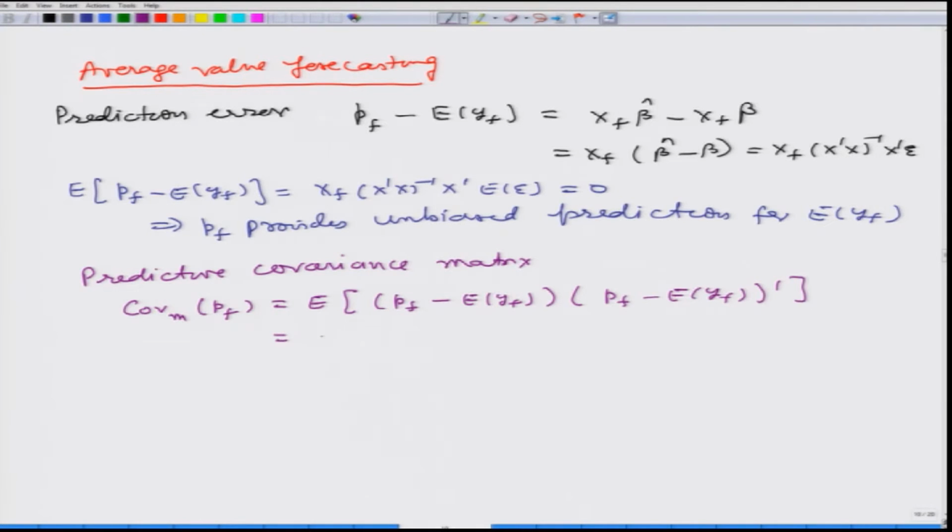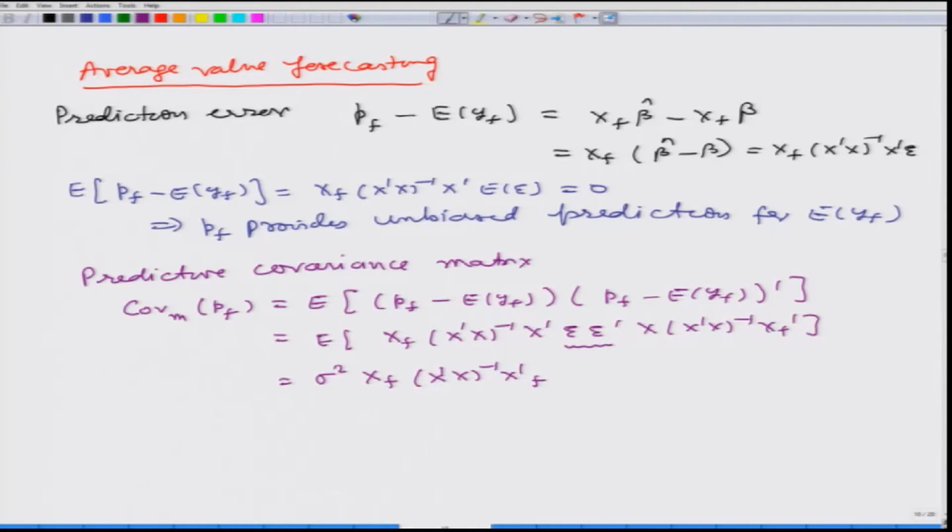We already have obtained these expressions, so we can write down here directly. This is Xf (X transpose X)^-1 X transpose epsilon epsilon transpose X (X transpose X)^-1 Xf transpose. Now, when we bring the expectation operator inside the bracket, the expected value of epsilon epsilon transpose is sigma square I, and so this can be further simplified as sigma square Xf (X transpose X)^-1 Xf transpose.